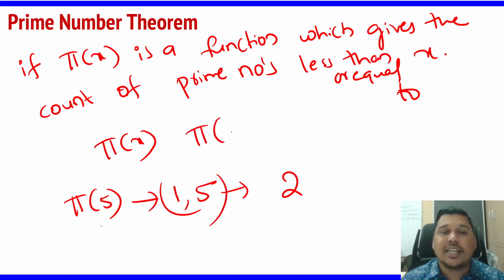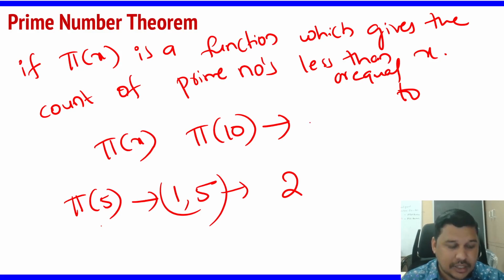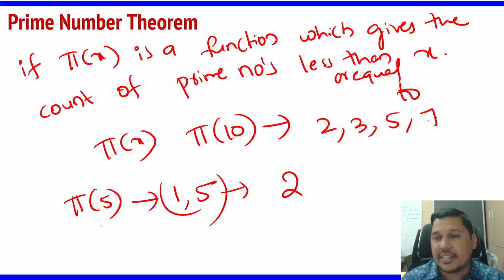If I ask you what is the value of pi of 10, so the number of primes less than 10, I think we'll be getting 2, 3, 5, and 7. These are the primes less than 10, right?